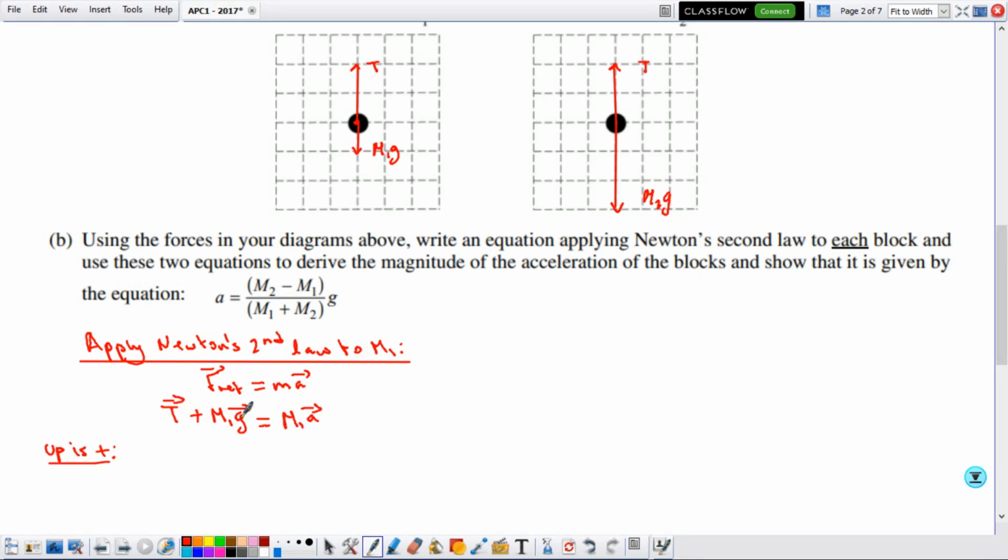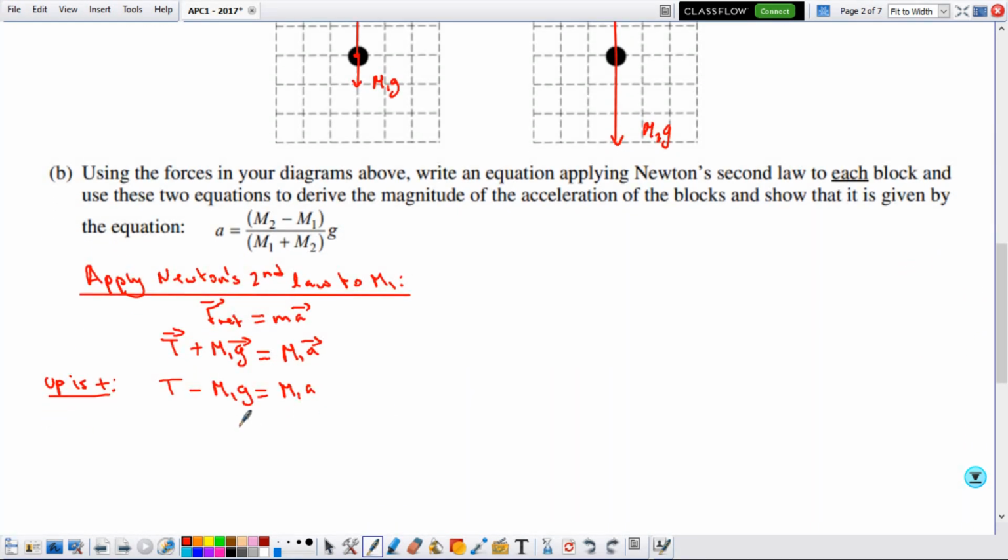Now remember, this is a vector equation that gives birth to two linear equations. We're only interested in the vertical direction. Up is positive, then this is T minus M1G is M1A. Remember that A in this case has no projection because already up is positive. Then the tension is given by M1A plus M1G.